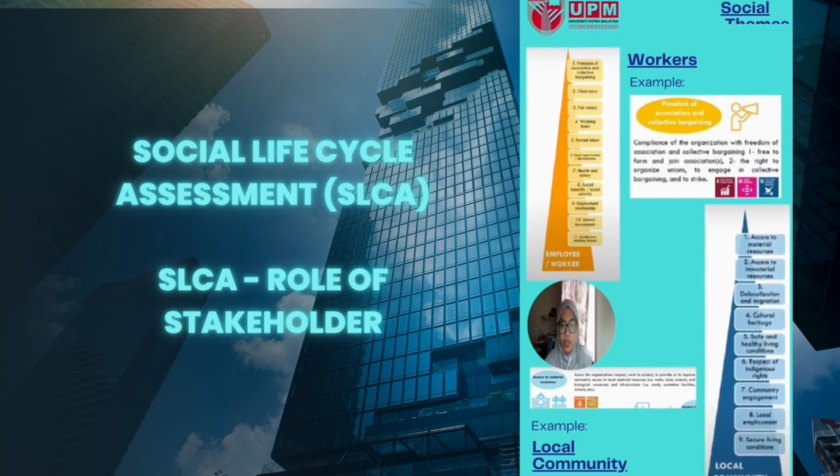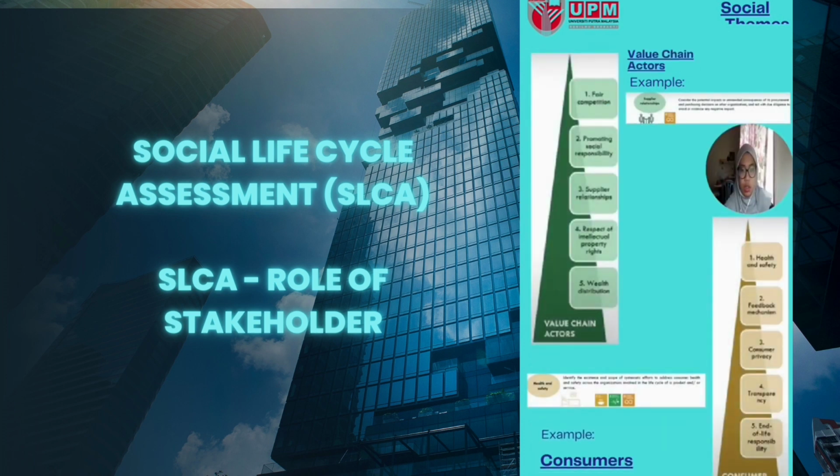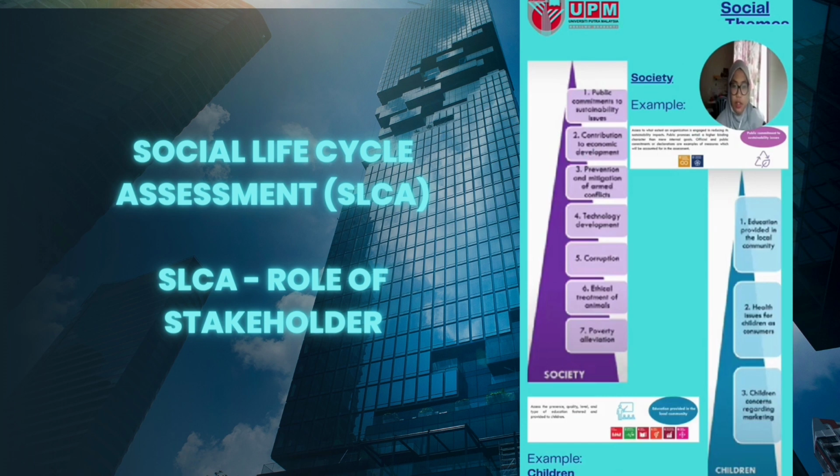For workers, the example is freedom of association and collective bargaining, related to 3 SDGs, while for the local community, it is access to material resources, related to 2 SDGs. For the value chain actor stakeholder group, it is about the supplier relationship, which considers the potential or unintended consequences. Next, for the consumer stakeholder group, it is about health and safety to identify the scope. Next, for the society stakeholder group, it involves public commitment to sustainability issues, which relates to reducing organizational impact.